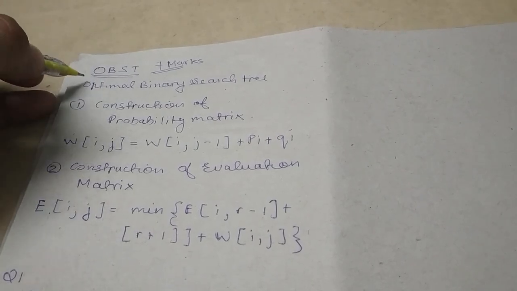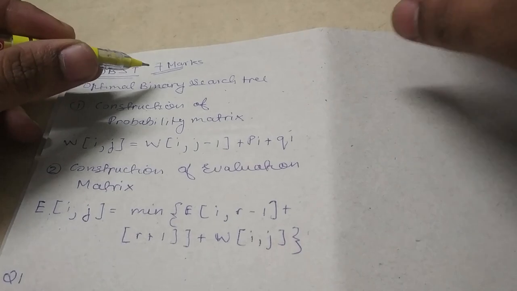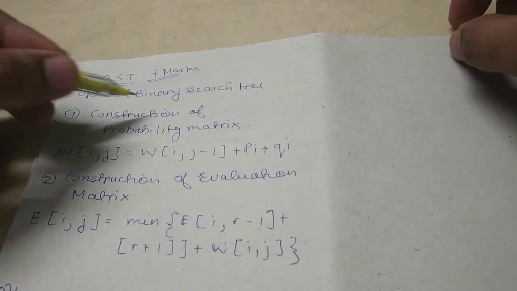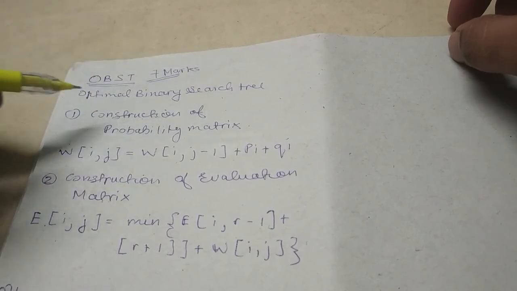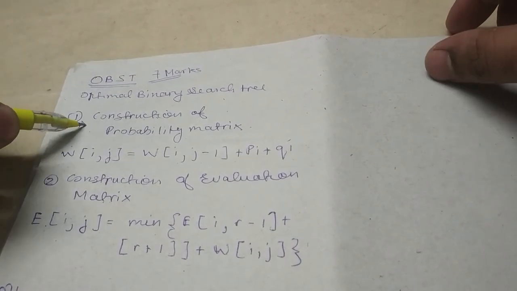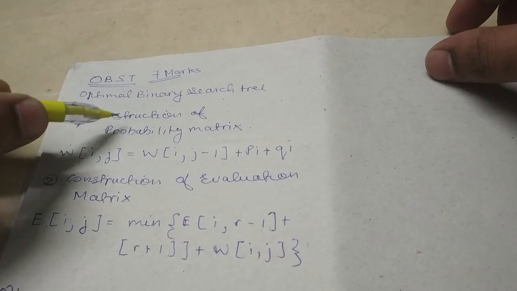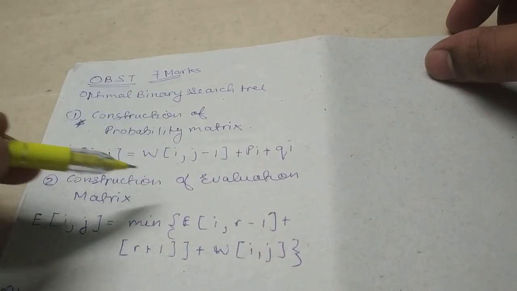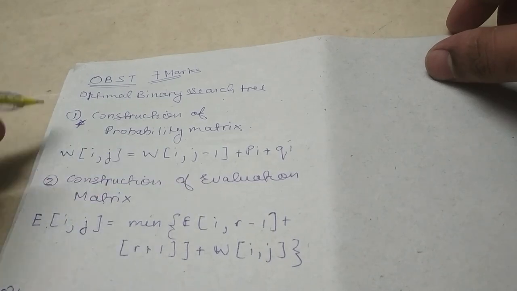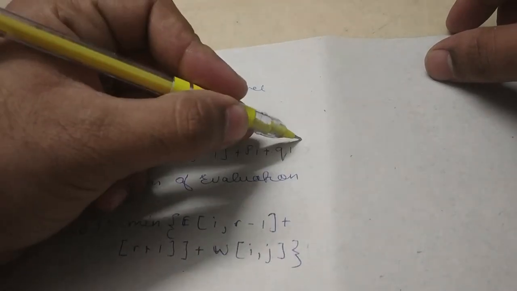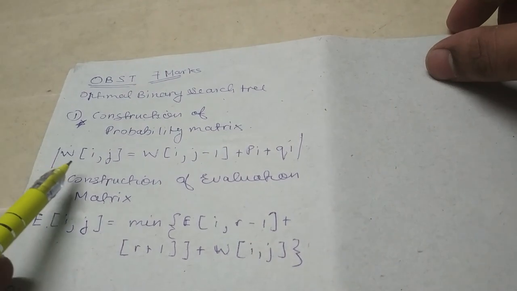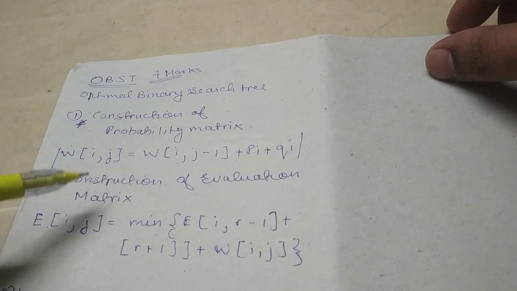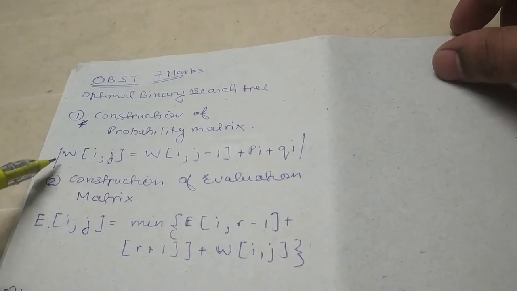So the topic is OBST. For 7 marks it is used to ask. It is known as optimal binary search tree. By the formula we have to do construction of probability matrix and construction of evaluation matrix. This is the formula of it, like wij equals wij minus 1 plus pi plus qi. Make sure that you learn this.